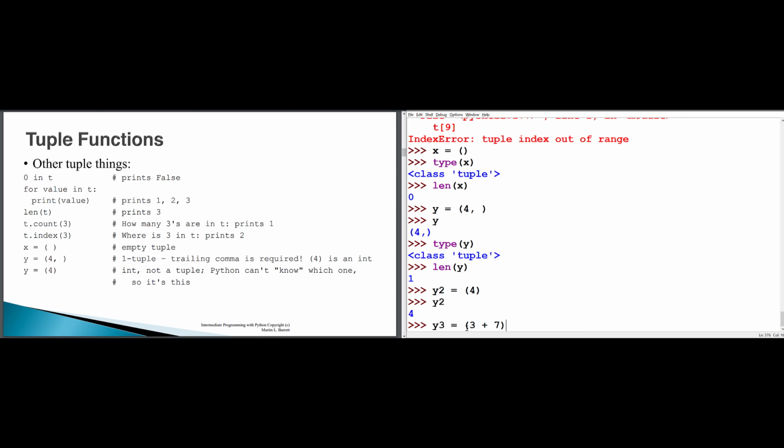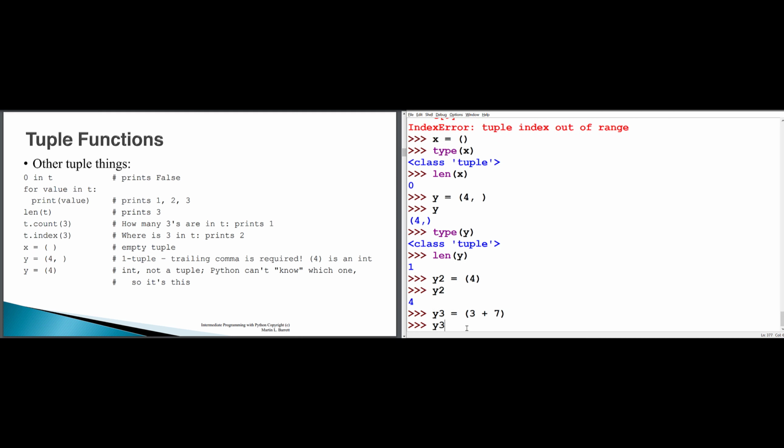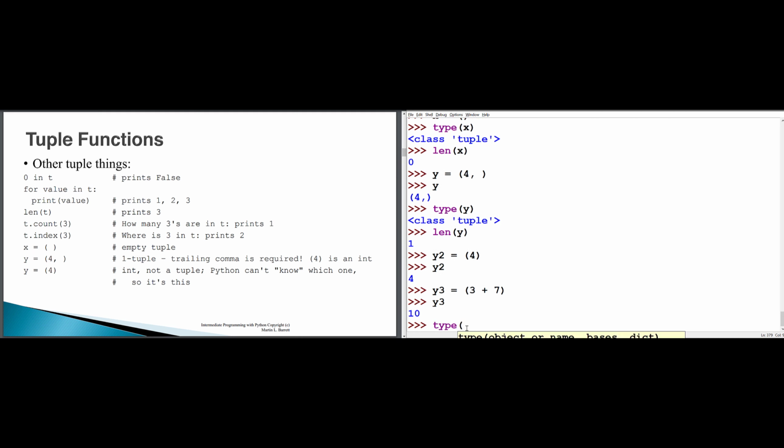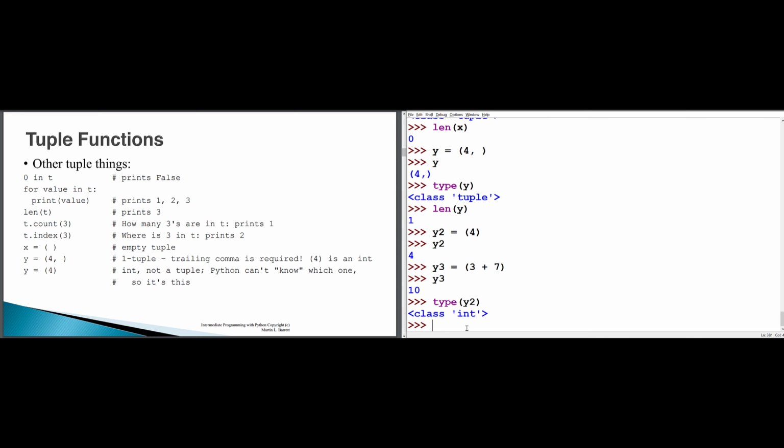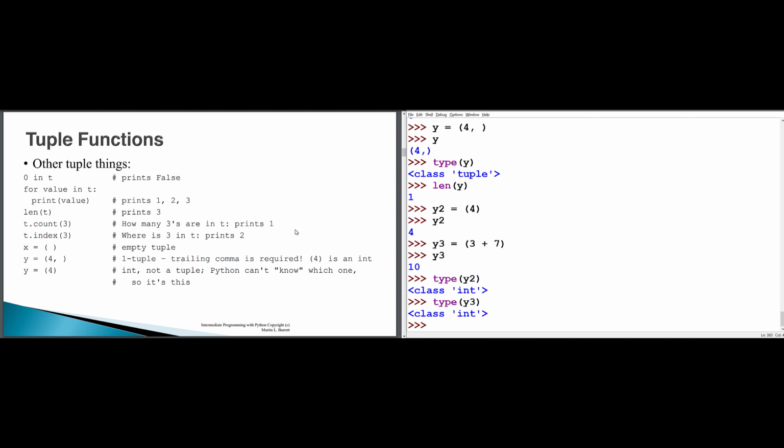That parenthesis does not create a tuple containing 3 plus 7. It just creates an arithmetic expression, 3 plus 7, and the result of that, which is 10, becomes the integer value of y3. All right, so we can find out that y2 is an int, and y3 in my examples here is also an int.